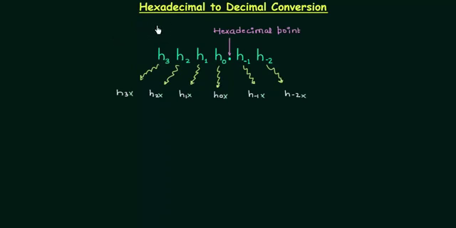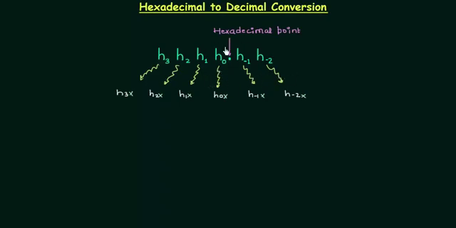In this presentation, we will study hexadecimal to decimal conversion. Let's say this is the hexadecimal number. H0, H1, H2, H3 are the coefficients of the integer part. H minus 1, H minus 2 are the coefficients of the fractional part. And we want the decimal equivalent of this hexadecimal number.